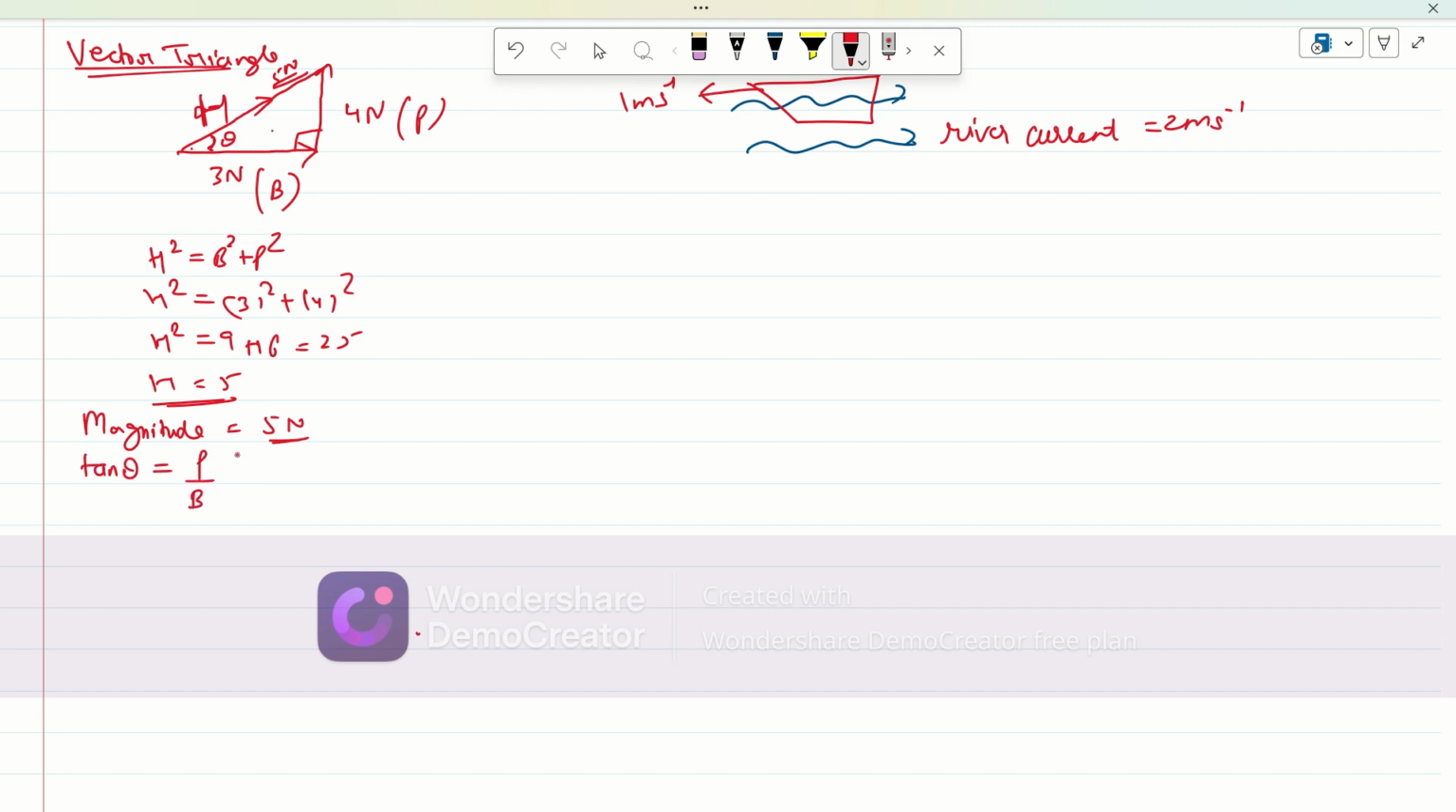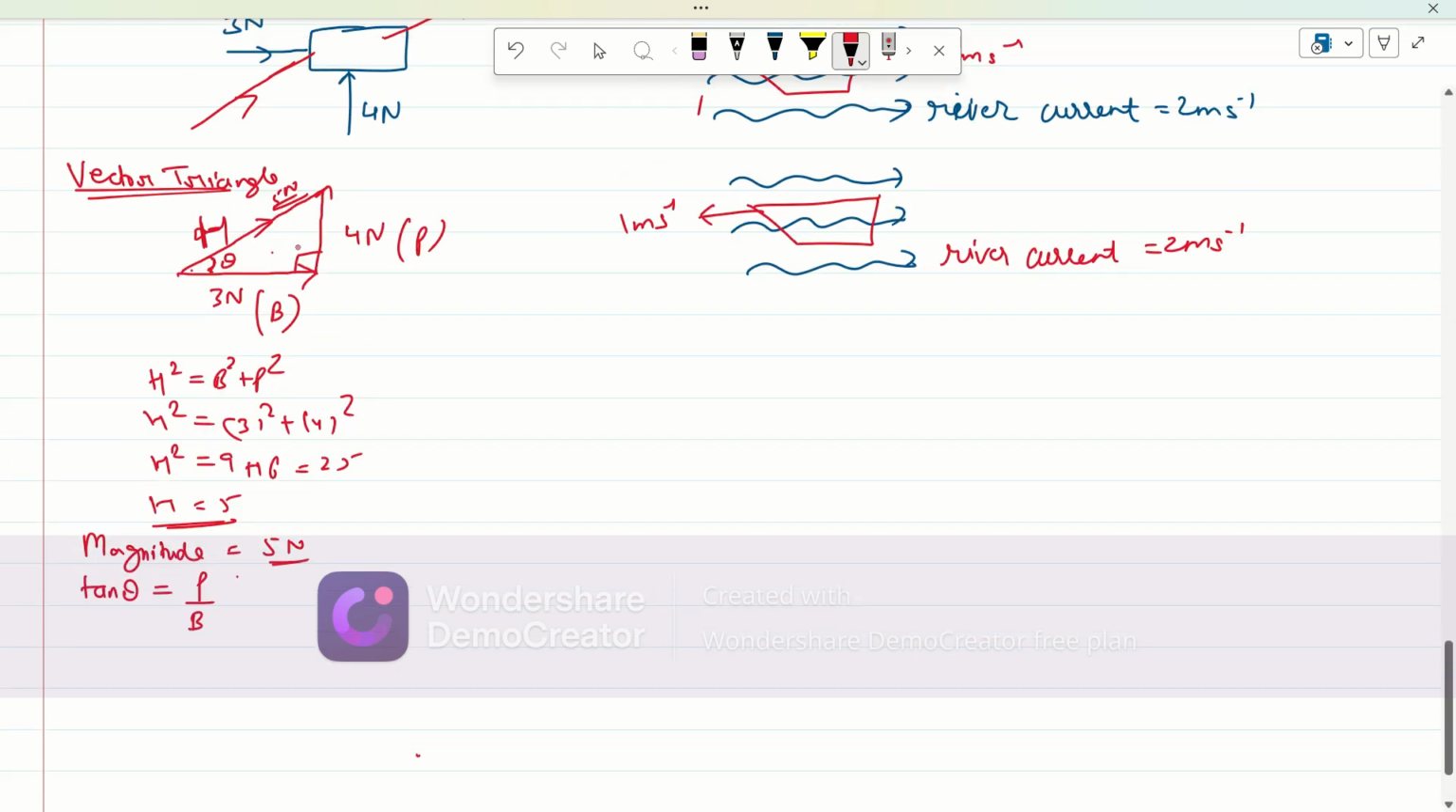Now students get confused about what to take as perpendicular and what will be the base. The side on which two angles are lying, see here 90 degrees is lying and here theta is lying, that you will consider as the base. So here perpendicular is 4 and base is 3.